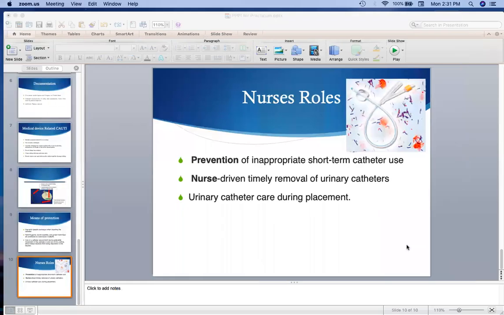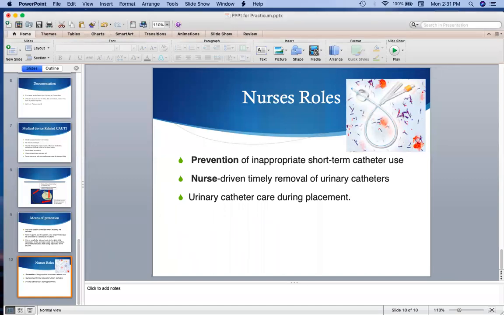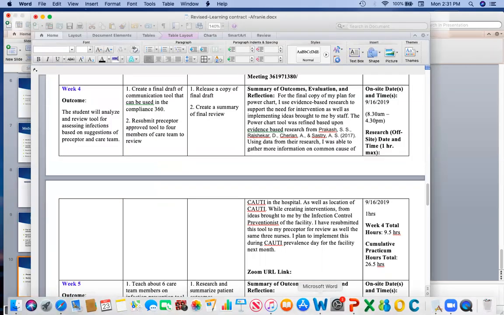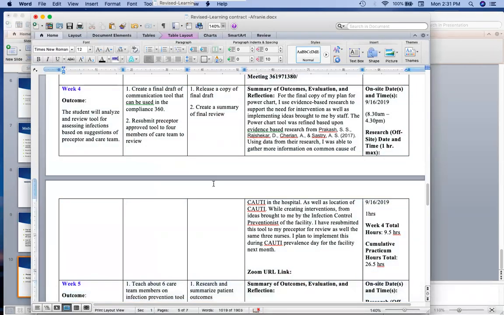So for week four, I'm going to be sharing with you what my goal was. For week four, my goal was to release a copy of my final draft and create a summary of my final review. In doing this, for my final draft copy of the plan on the PowerChart, I used evidence-based research to support the need for intervention as well as implementing ideas brought to me by staff.